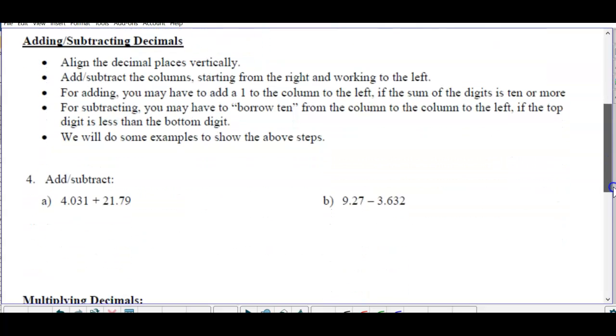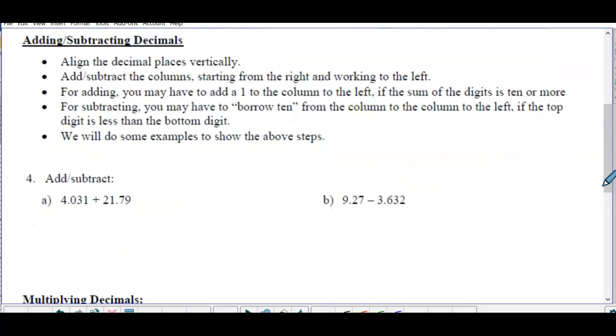So you would know you've got to go back and try it again until you get something that's at least positive. All right, and then just adding and subtracting decimals, a review, again without a calculator. So adding and subtracting, you want to align the decimal places vertically, and that thus means you're aligning the place values. Add and subtract the columns starting from the right and working to the left. For adding, you may have to add a 1 to the column to the left if the sum of the digits is 10 or more. And then for subtracting, you might have to borrow.